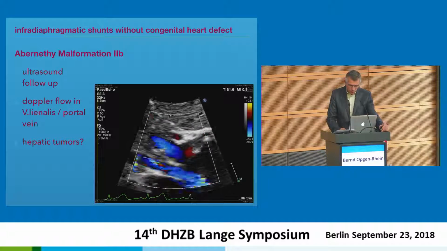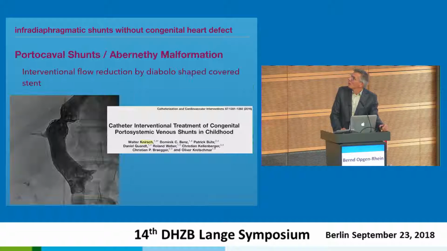The colleagues from Zurich, Walter Knirsch and Oliver Kretschmer and others, show a very nice case in which they use a diabolo stent to reduce the blood flow from an Abernethy malformation or persistent ductus venosus to the vena cava, to gain time in a very, very huge vessel.